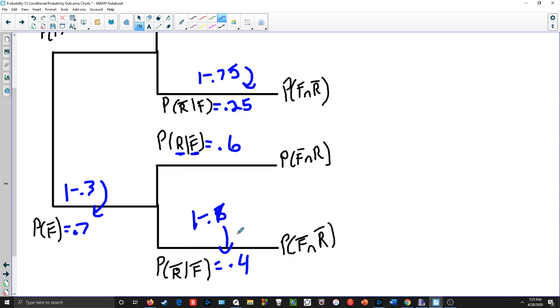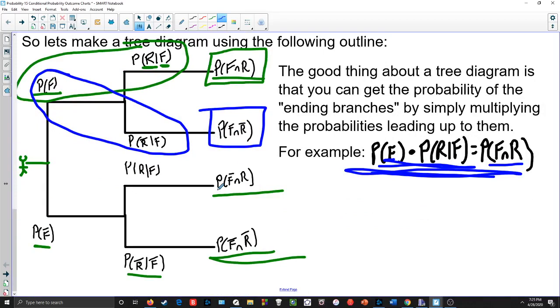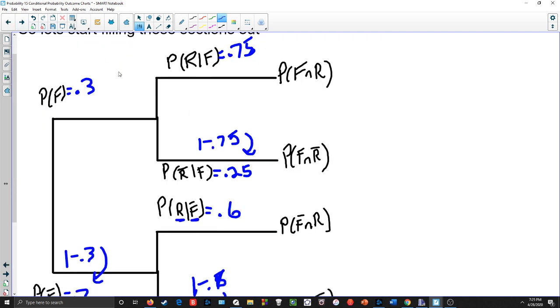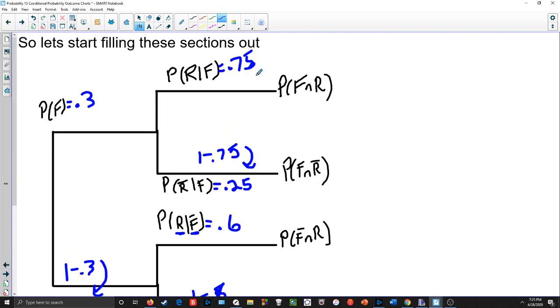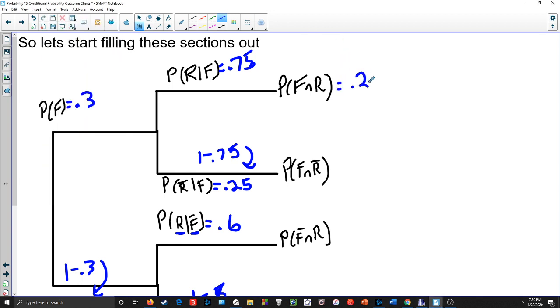Now, since we have these here, the reason we're going down this method is because if I want to get the ending results, I can simply multiply the two probabilities that came before it to get to the ending branch. So that means that if I take, for instance, 0.3 times 0.75, I get 0.225, which is the end probability here.